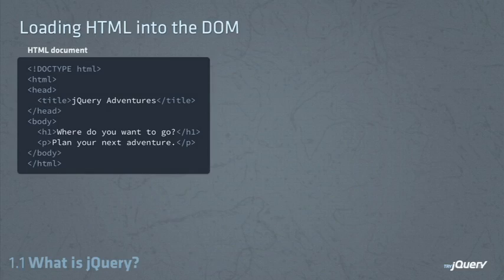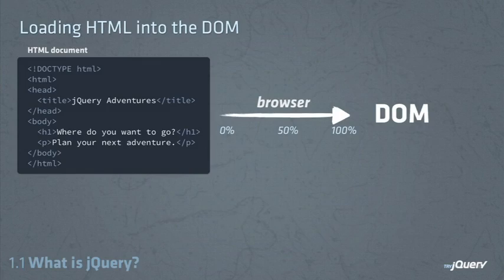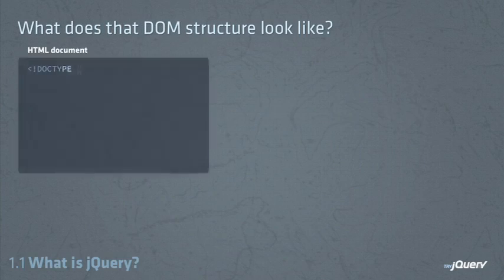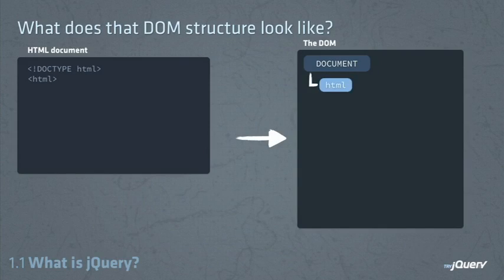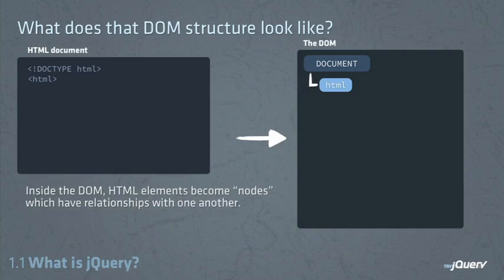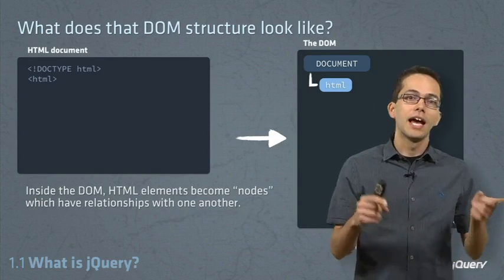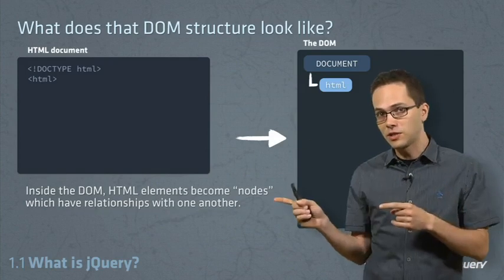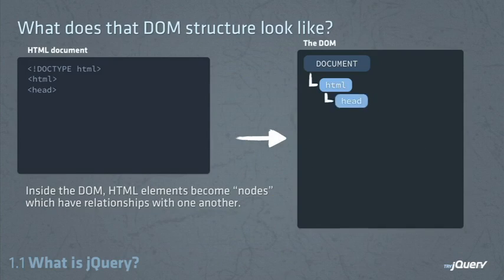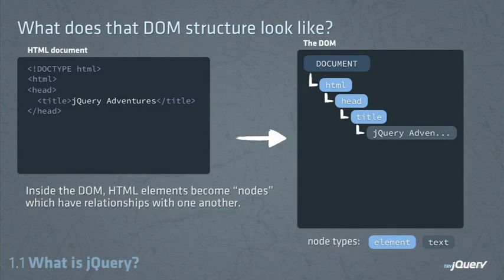When we go to a URL and our browser starts receiving HTML from that web page, it loads it piece by piece into the DOM, like so. As it receives each element, it starts building nodes inside of our DOM. So here you can see it has an HTML node, which is underneath the document node. You might say HTML is a child of the document node, and the document is the parent of the HTML node. Then we have a head node, then underneath that a title node, and that title, jQuery Adventures, we're going to call a text node, which lives underneath title.